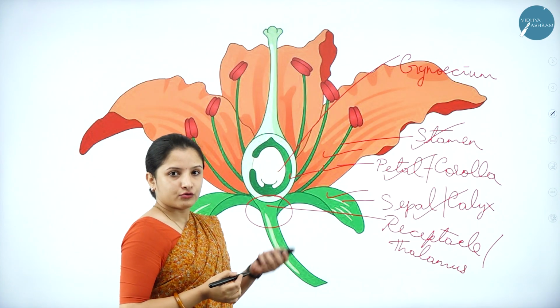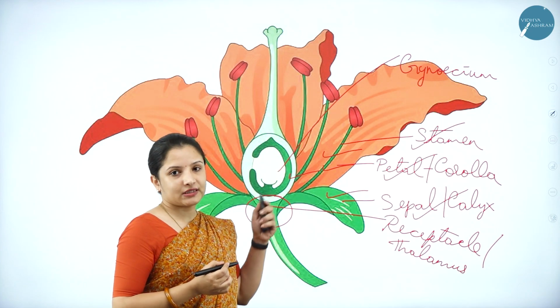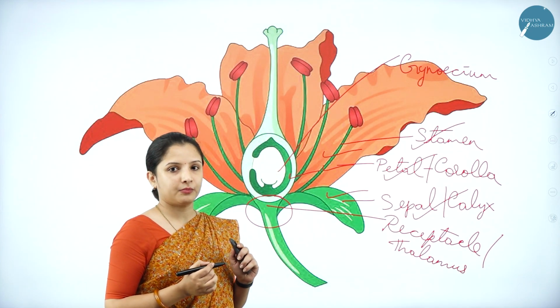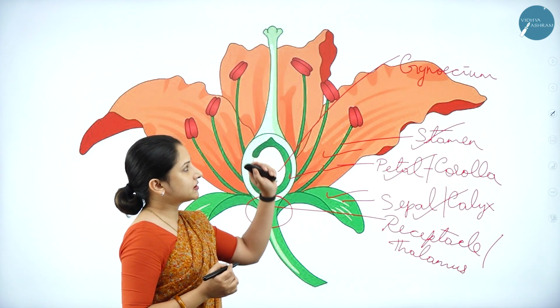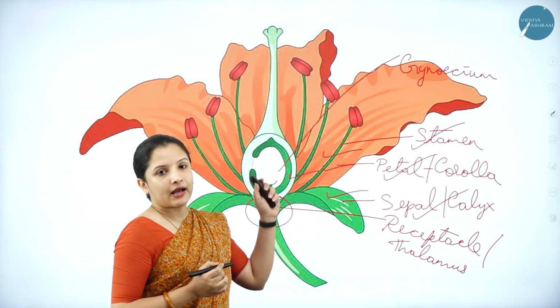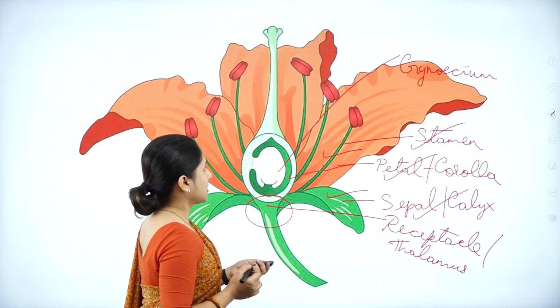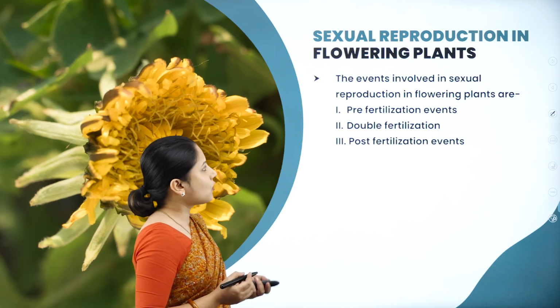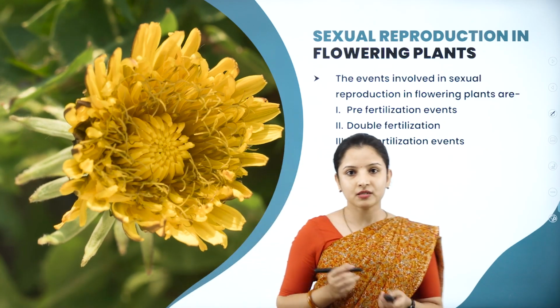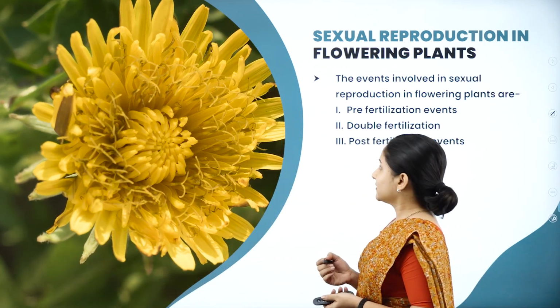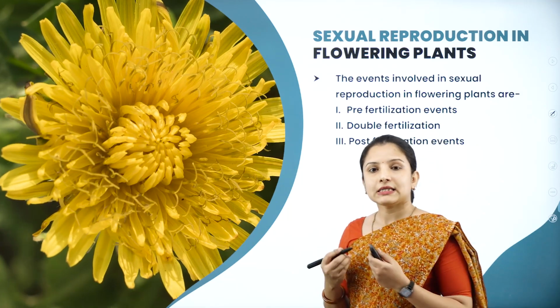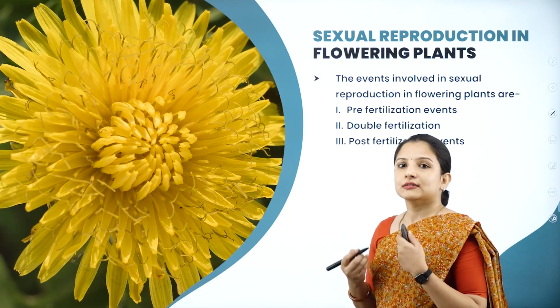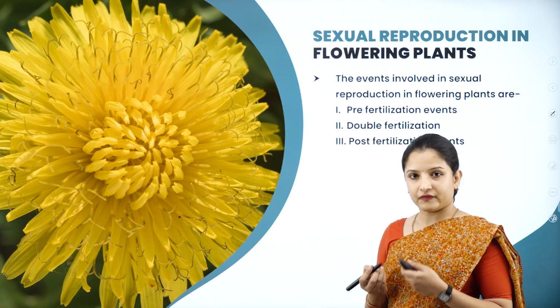We'll move on to study each of these reproductive structures one by one, especially the gynoecium as well as the stamen. Then we'll move on to the most important part of this session, that is, what are the events involved in the sexual reproduction of a flowering plant.